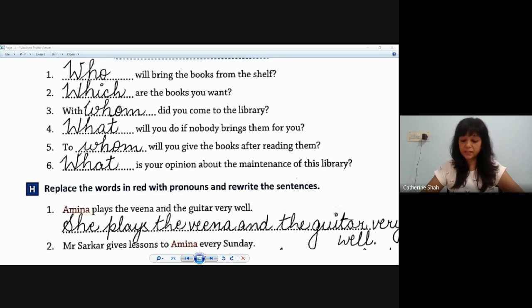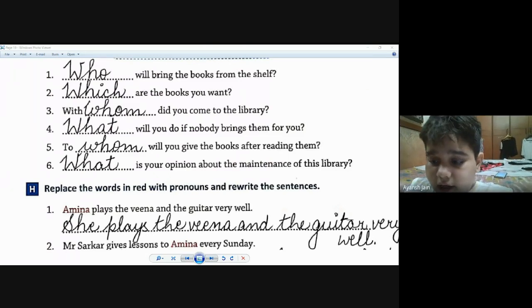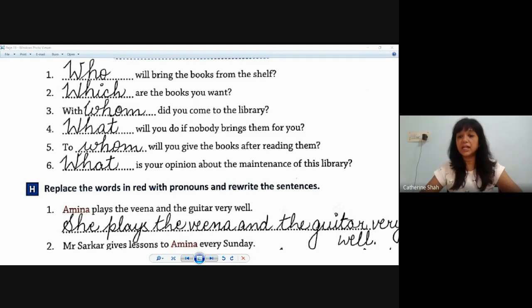Amina hopes to play the Veena on stage someday. So you have to replace Amina and Veena. Ibrahim, answer. Oh, sorry. Ibrahim, wait. Ayansh was supposed to answer next. Ayansh, number 5. Ma'am, she hopes to play her. Yeah. She hopes to play her on the stage. Veena is a thing, no? So what will we replace it with?